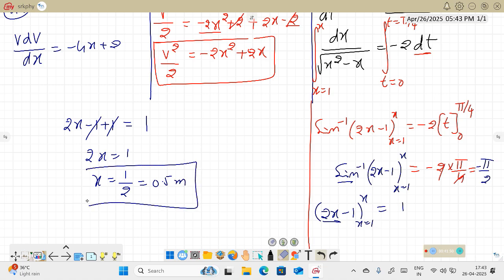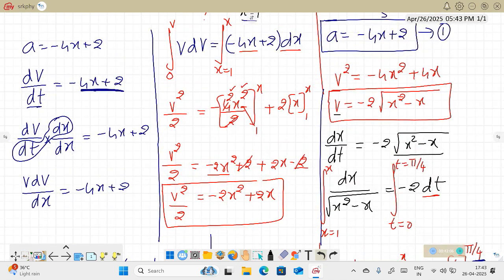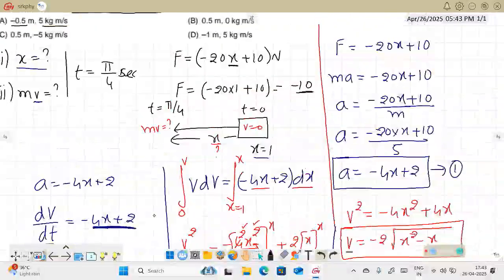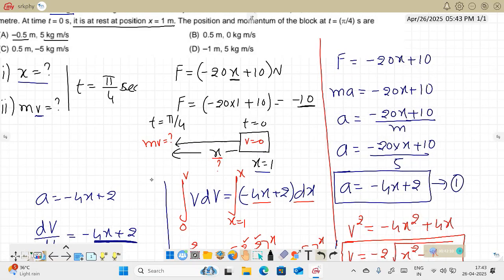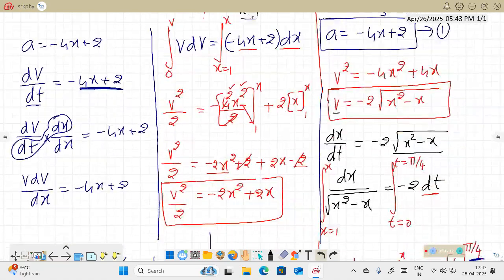This is the position you will get after time t is equal to what time? That is after time t is equal to 5 by 4 according to the given question. Now we got the first answer, that is x equal to 0.5 meters. What is the other question they are asking? For the next question they are asking momentum, mass into velocity.